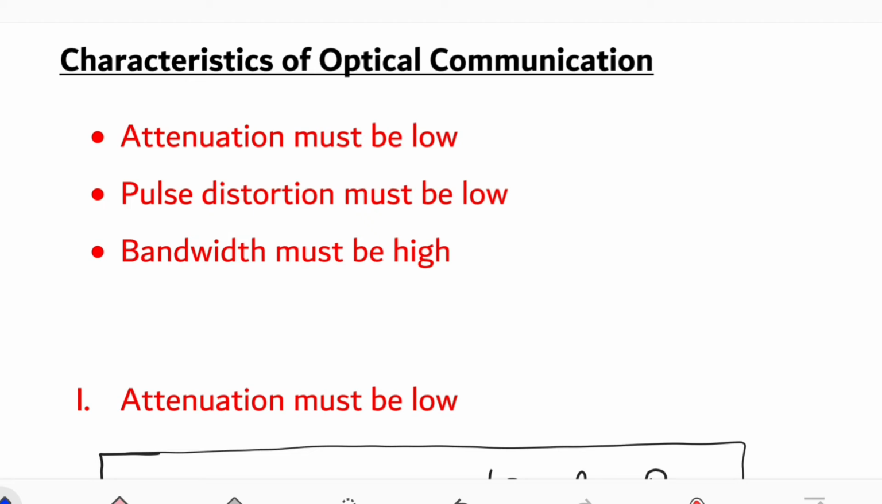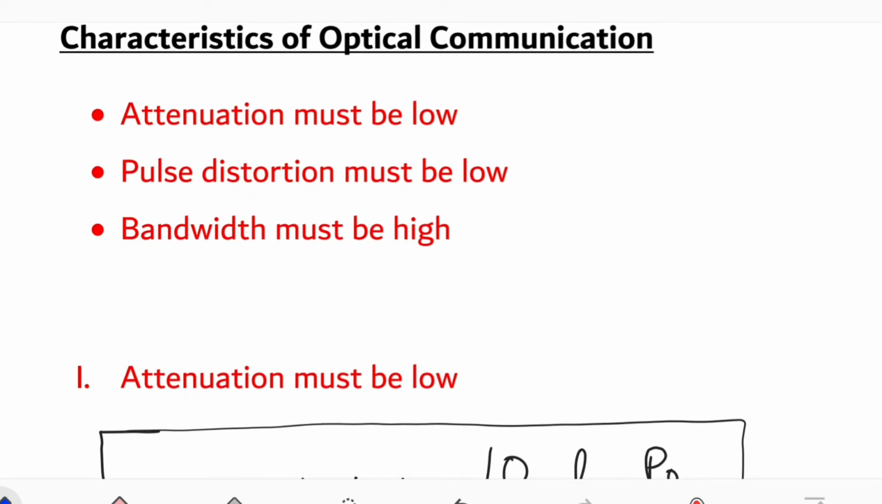The next topic is the characteristics of optical communication. Here we have to consider 3 points. Attenuation must be low, meaning we want very little power dissipated or lost. In case of pulse distortion, we don't want any pulse distortion in our signal or transmitted information, so this quantity must be low. The next important parameter is the bandwidth, and it should be high in order to transmit more information.